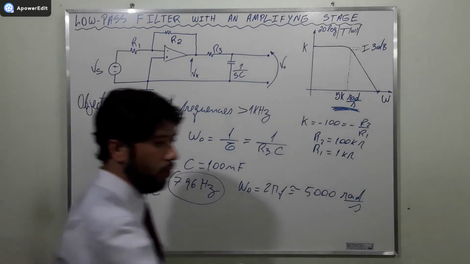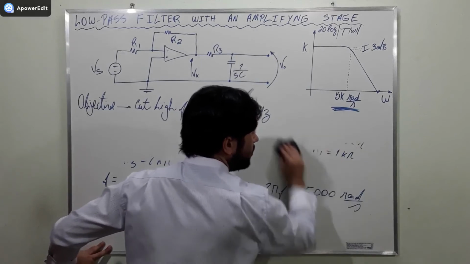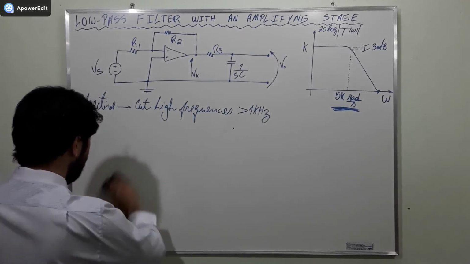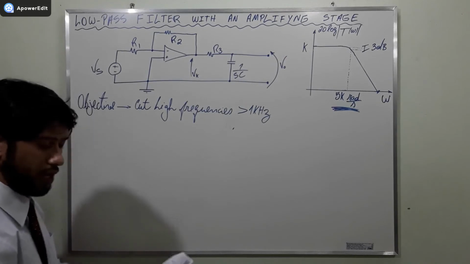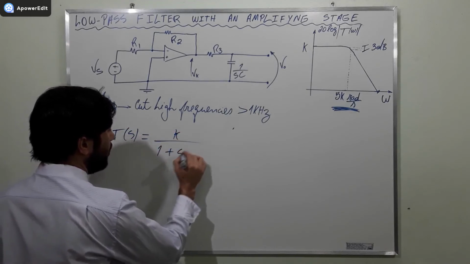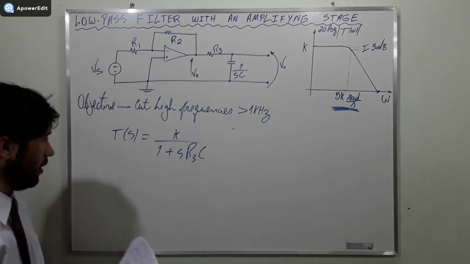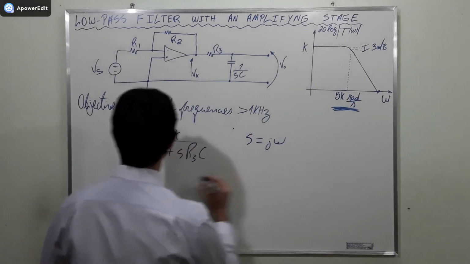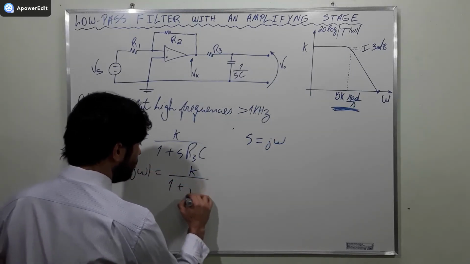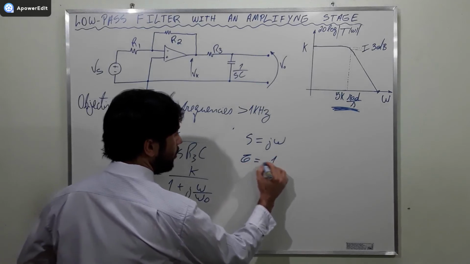Now we are going to have to understand a little bit more of the transfer function. The transfer function is what we need to understand to see if this is indeed a low-pass filter. If not, we are going to have to change it. We discovered that the transfer function was of the kind K divided by 1 plus S R3 C. This was the transfer function that we discovered in the beginning. And then if we say that S is equal to jw, then our T of jw is going to be equal to K over 1 plus jw over w0.